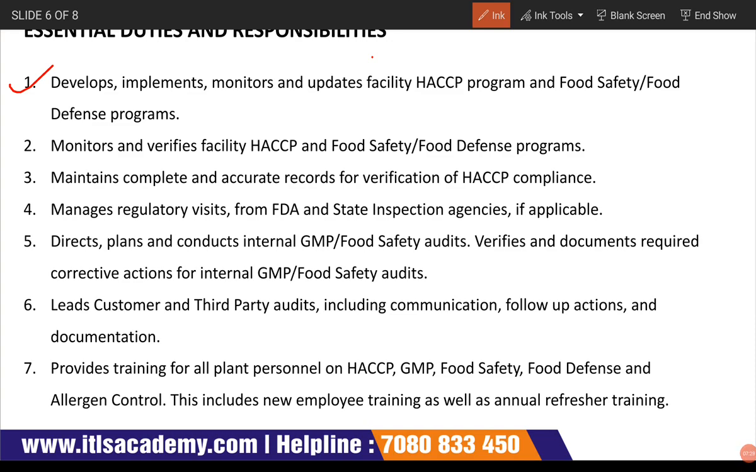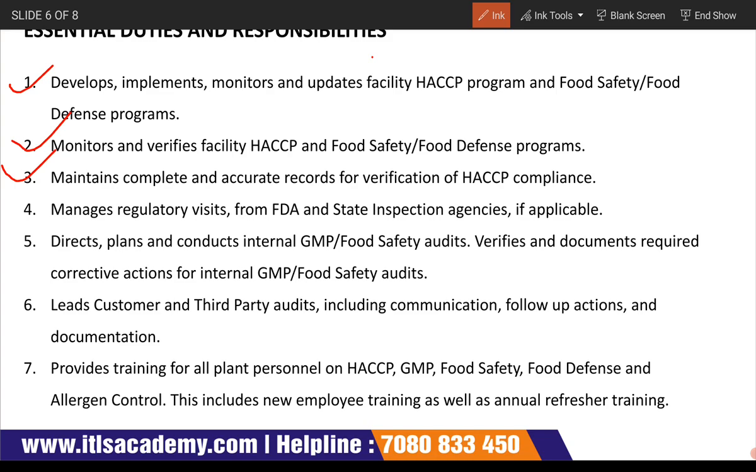facility HACCP program and food safety or food defense program. Then the second essential duty is monitor and verify facility HACCP and food safety food defense program. Then the third comes maintain complete and accurate record for verification of HACCP compliance. Then the fourth says manages regulatory visit from FDA and state inspection agencies if applicable.